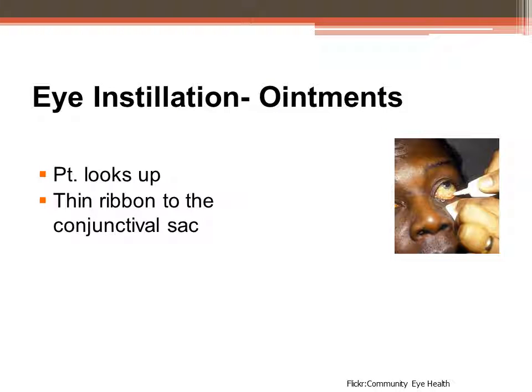When applying eye ointment, you want to make sure first that the eye is dry and clean. If there's any drainage, you want to gently clean that from the inner part of the eye out. Again, don't touch the tip of the medication applicator to the patient's eye or your fingers. Now have the patient look up and you want to apply a thin ribbon to that conjunctival sac.